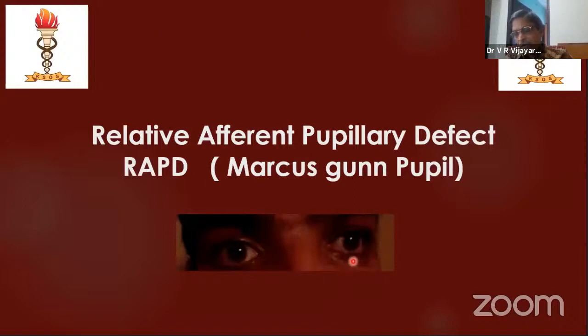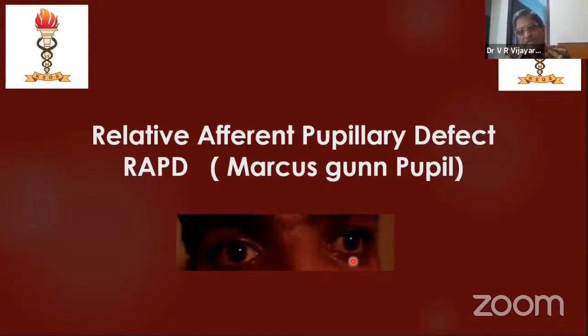Suppose I have a left eye relative afferent pupillary defect. That means the tract involved is the opposite tract. Always remember, when a tract is involved, the opposite eye only will show the relative afferent pupillary defect.